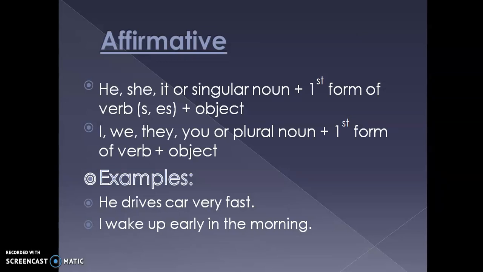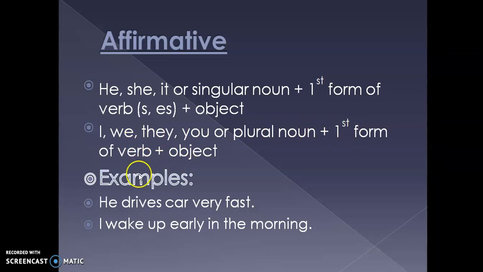Let's move ahead with its rule. Affirmative, which is also known as a positive sentence, a simple sentence. When we talk about its formation, at the place of subject, if it is he, she, it or singular noun, we always use the first form of the verb, but remember to use s or es with it, and the object. If your subject is I, we, they, you or plural noun, then only the first form of the verb and object. No s or es with the verb.